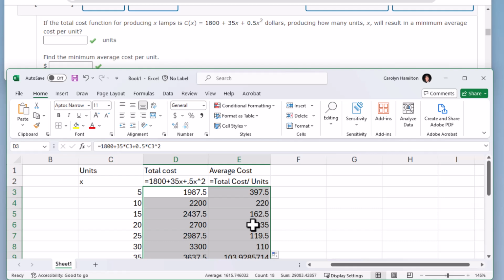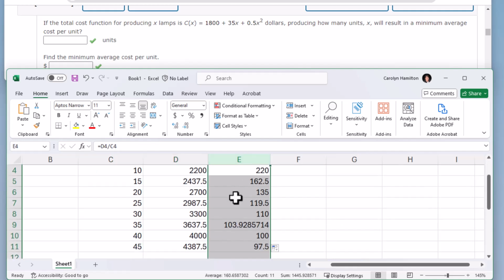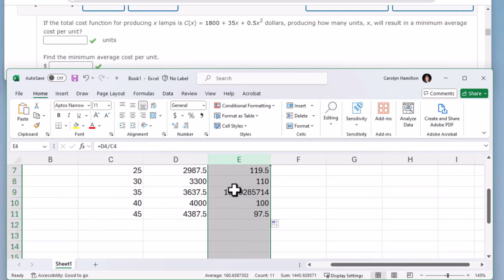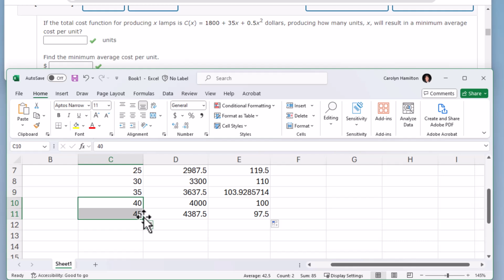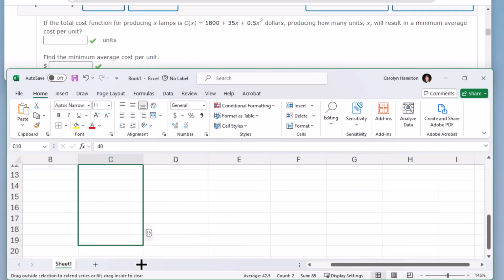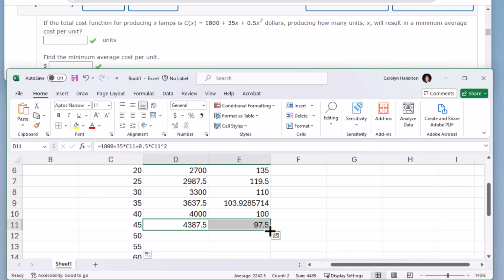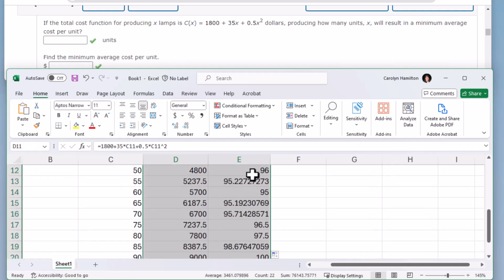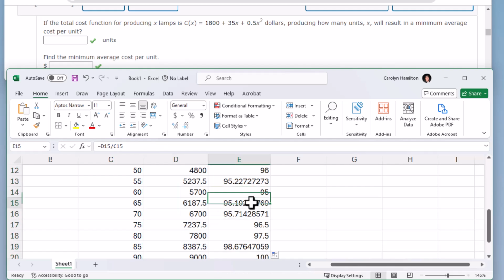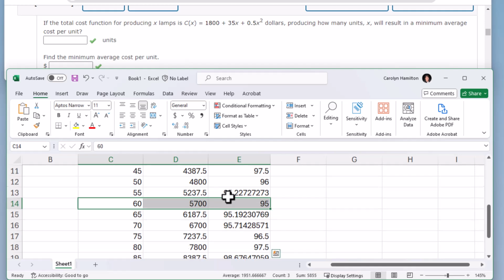Then I can scan through the values for my average cost: 119, 110, 103, 100. See, they're still decreasing. I haven't found a minimum value yet. If I extend my data and then copy my formulas down, 97, 96, 95, 95.1, it looks like that's going to be where my minimum is.